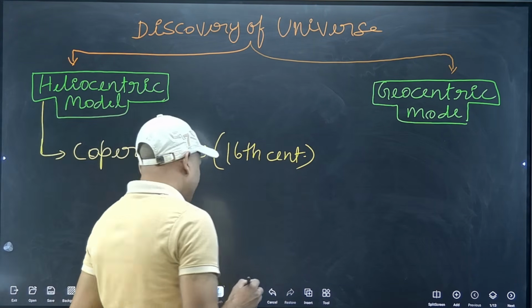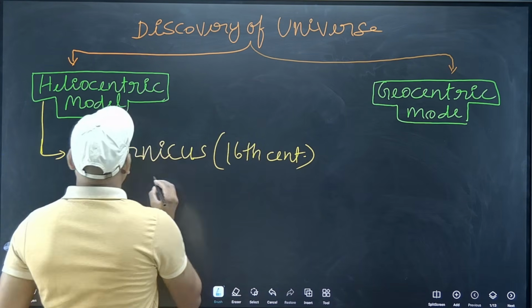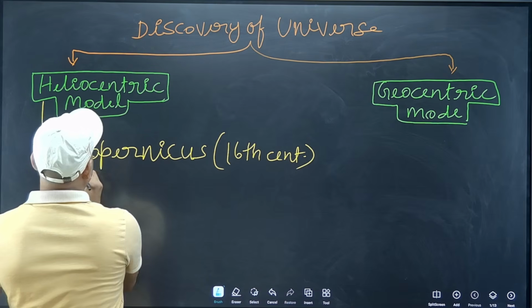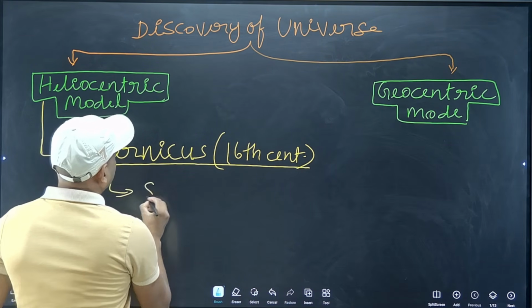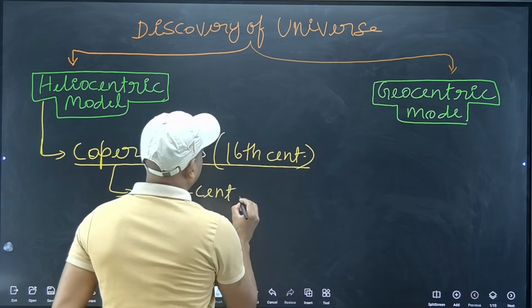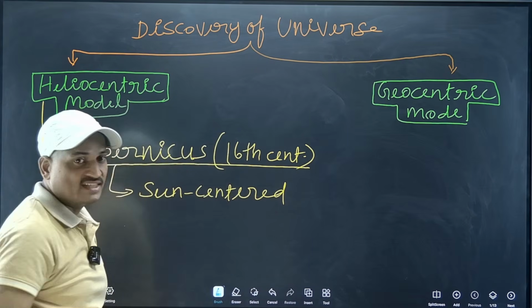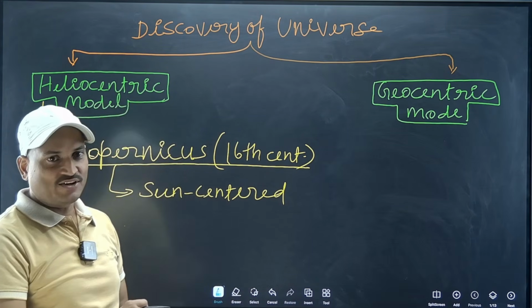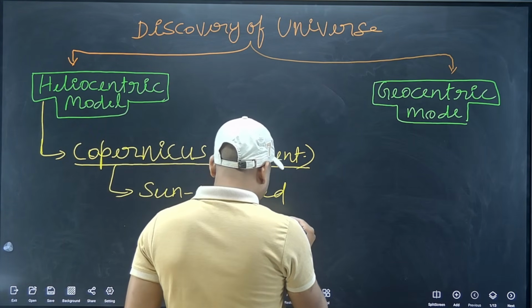Copernicus said that the universe is sun-centered. As we have discussed, heliocentric means sun-centered. The sun is at the center of the universe. He talked about this model.